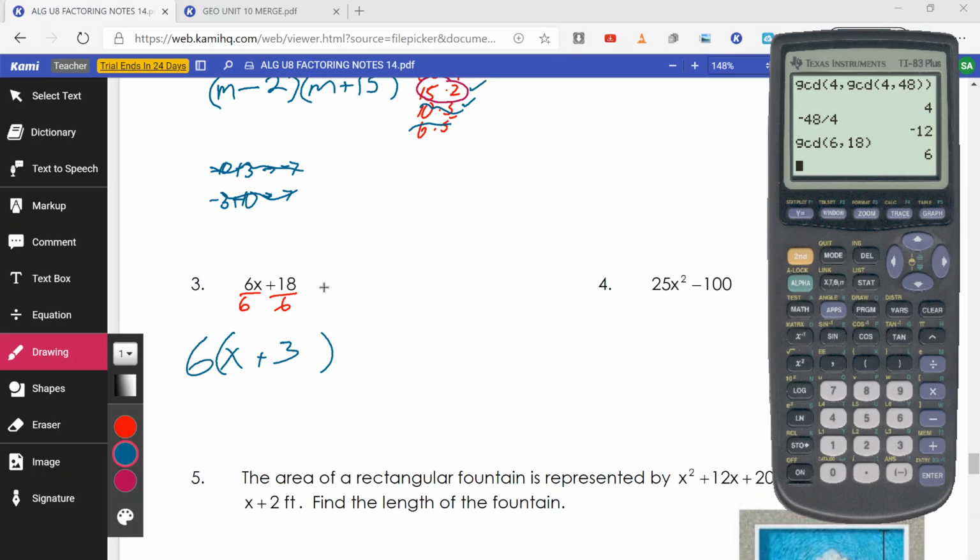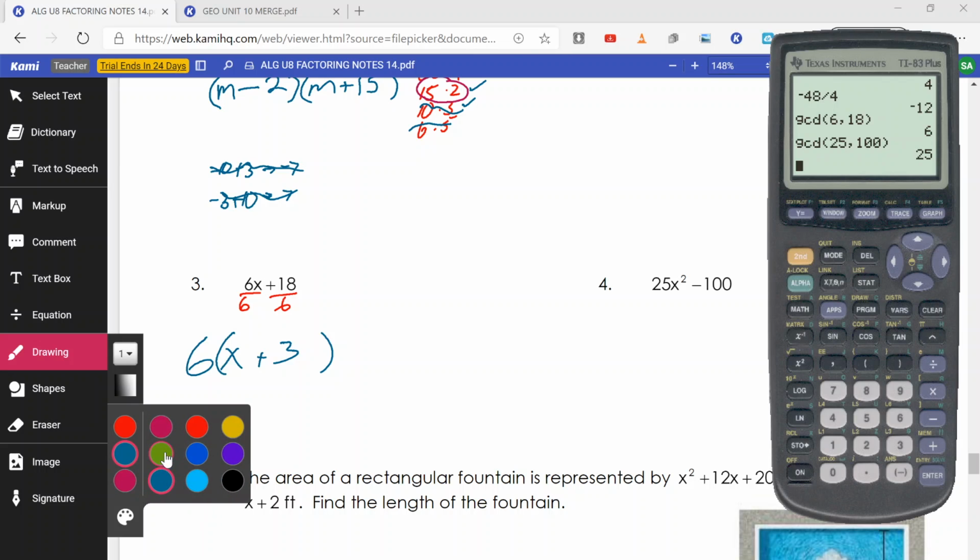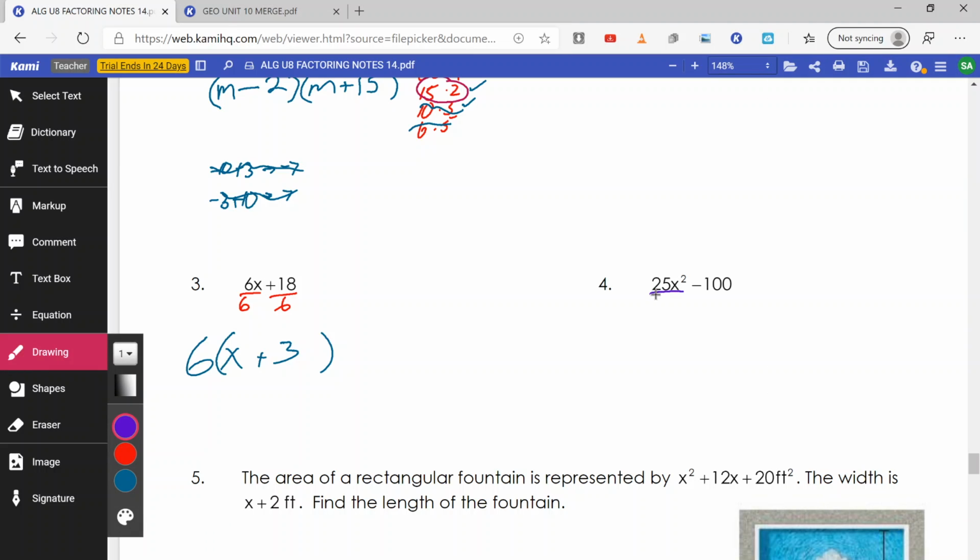Number 4, we have 25x squared minus 100. So again, 2 terms. So first thing we check for is a common factor. So math num around to number 9, GCD, 25 comma 100. And we can see that we can divide a 25 from both terms in our problem. So again, we divide off a 25. What we have left will go inside a set of parentheses.